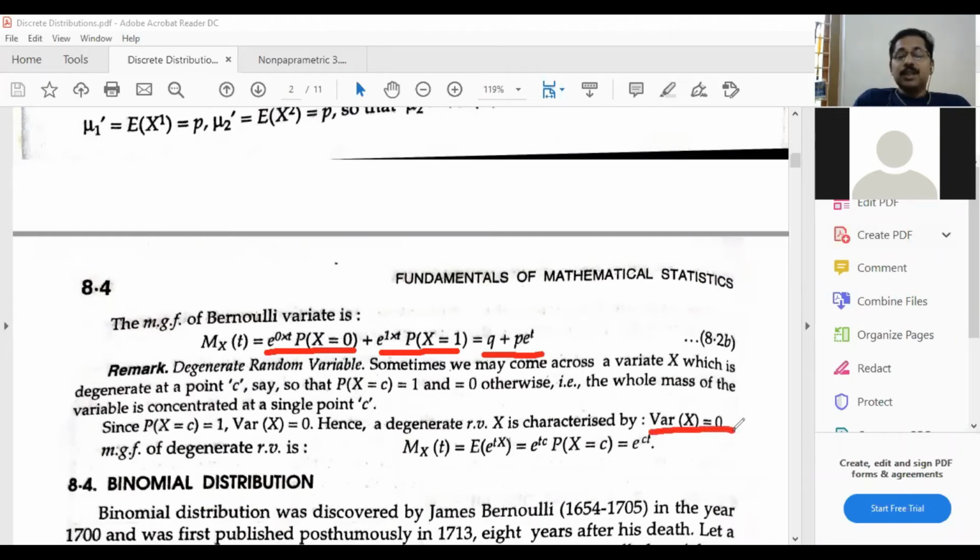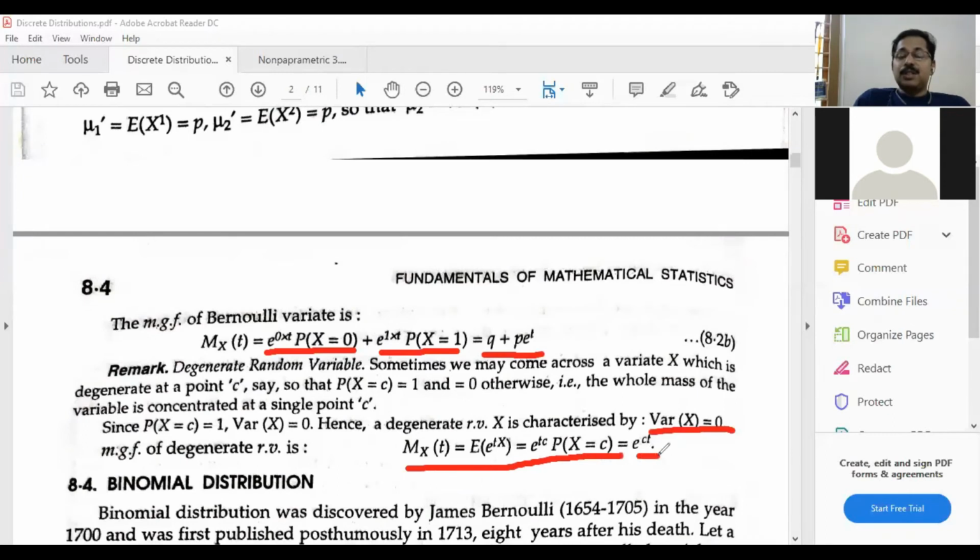Okay. Then its M_X(t) is e raised to ct. M_X(t) is the expectation of e raised to tX. That is e raised to tc into probability of X equal to c. Probability X equal to c is 1 because the full mass is concentrated at the point c. So it becomes e raised to ct.